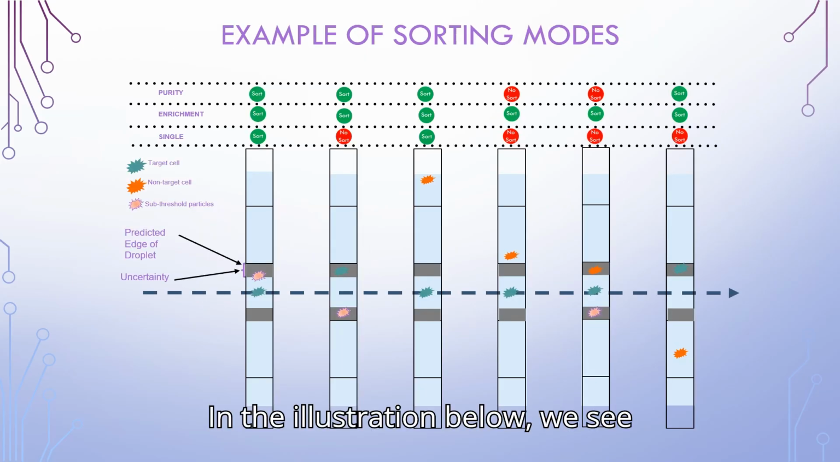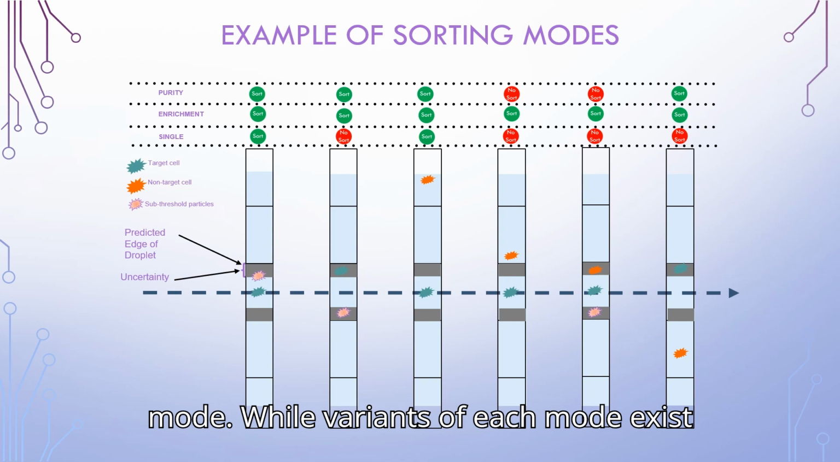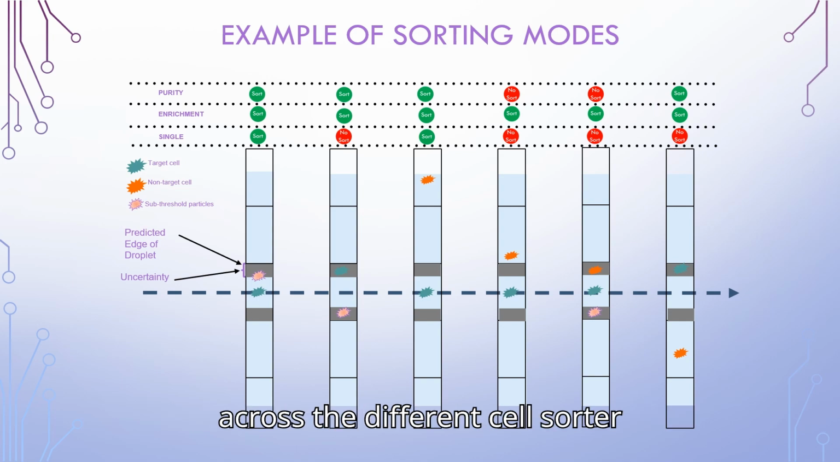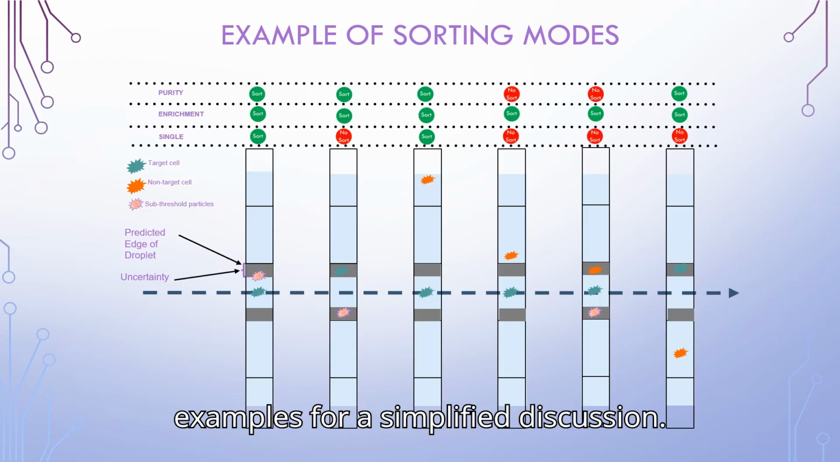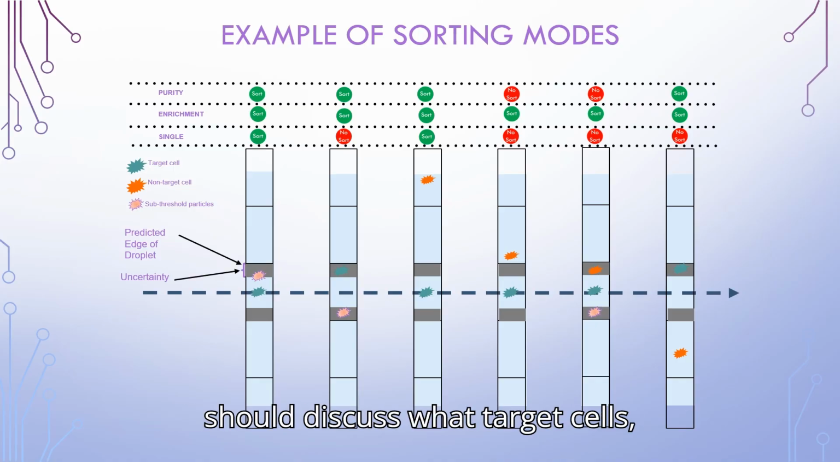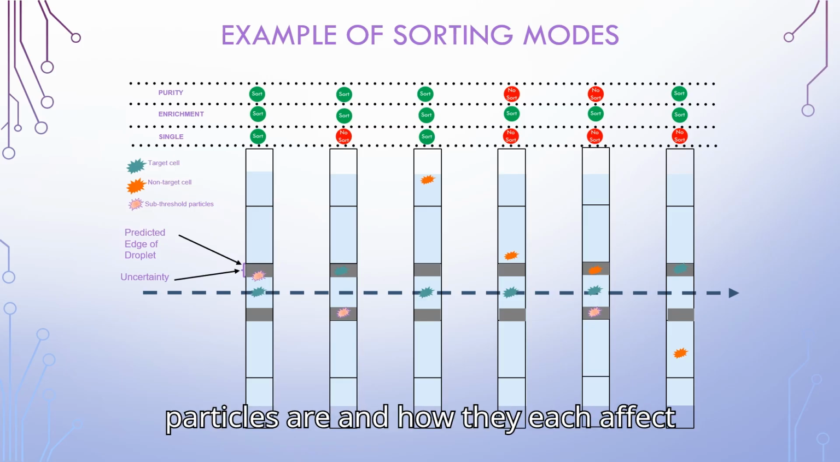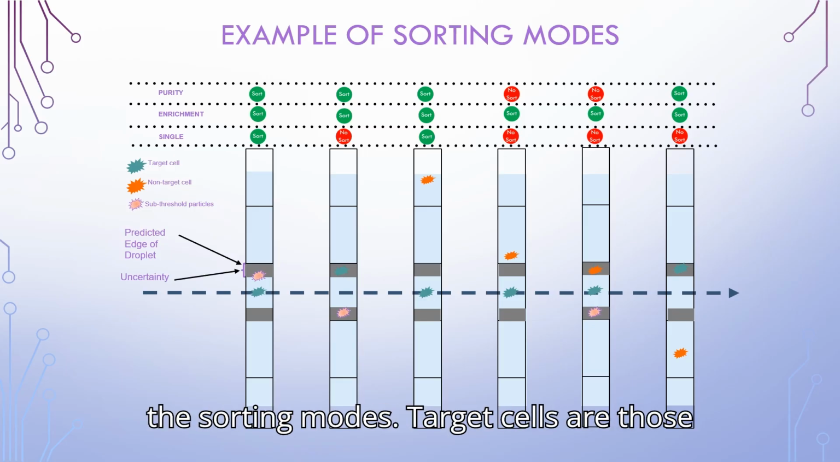In the illustration below, we see representative examples of each sorting mode. While variants of each mode exist across the different cell sorter manufacturers, we can use these examples for a simplified discussion. Before we discuss the sorting modes, we should discuss what target cells, non-target cells, and subthreshold particles are and how they each affect the sorting modes.